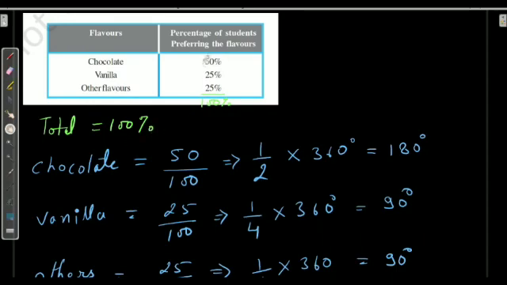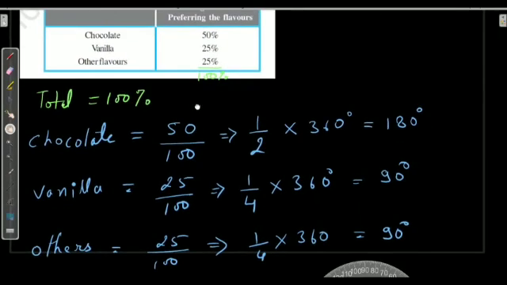Now we have to convert these percentages or values into degree form, that is, an angle form. So we have to find the angle. For chocolate this is 50%, so 50 upon 100 makes a fraction. A fraction is always the given value over the total value. The total is 100 and the given value is 50, so 50 upon 100 is 1 upon 2. To convert a fraction into an angle, we always multiply by 360 degrees.